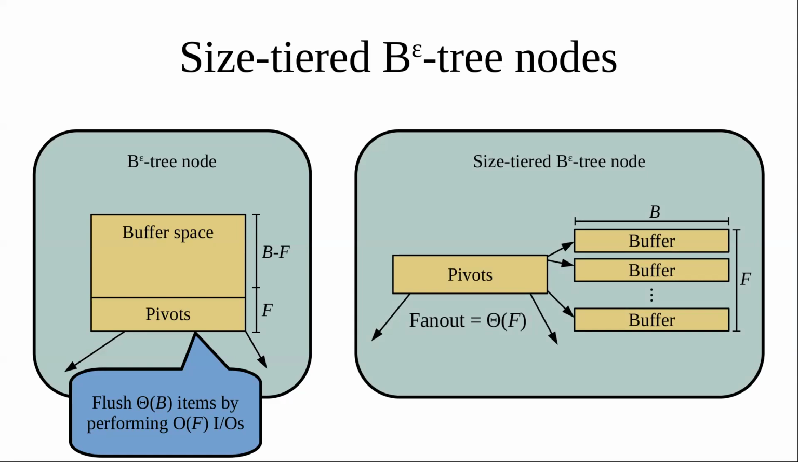This is going to be the node structure for a size-tiered B to the epsilon tree. Each node will actually consist of several blocks. One block just has a bunch of pivots. We're still going to have a fanout of F, which means that most of this block will be wasted space, but I don't care. And then there'll be several buffers attached to this pivot block. There'll be up to F of these buffer blocks. Each of them will be 1 block.